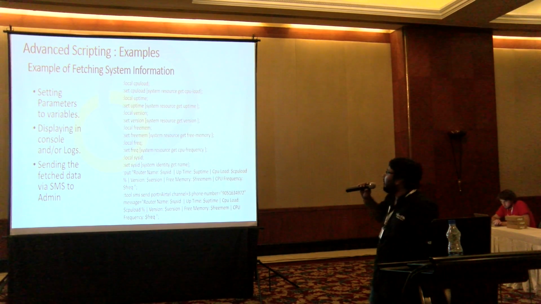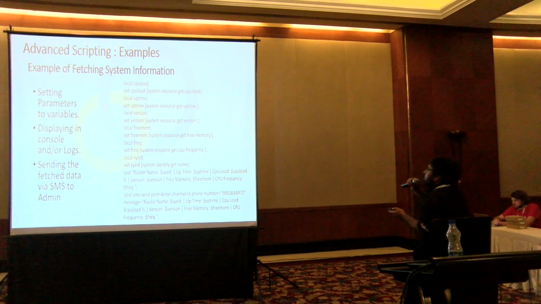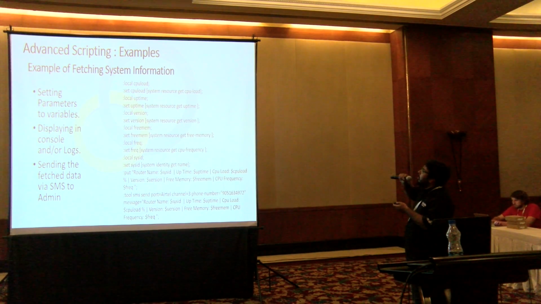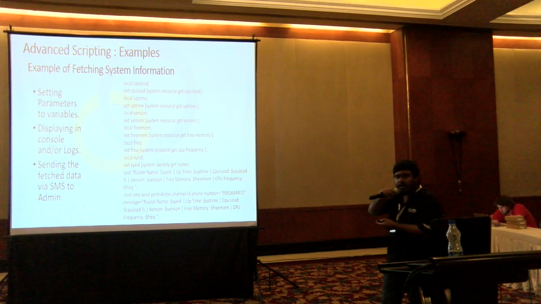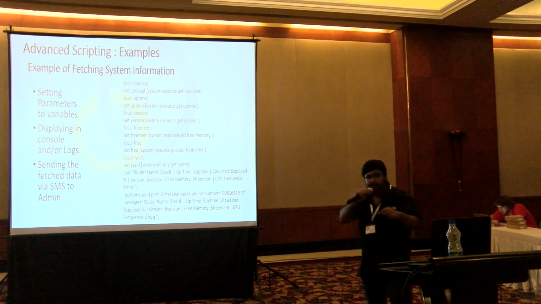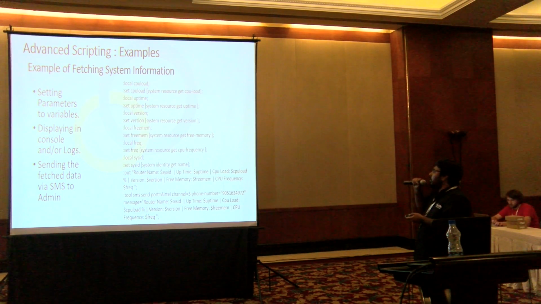Another example is fetching system information. This is very easy: setting parameters to variables. I have declared one variable for each parameter, that is local CPU load, uptime, version, and then I have initialized the value by taking it from the system resource, get CPU load. So you use the get command here for getting parameters from the system also. And then finally, we are displaying it in the console.